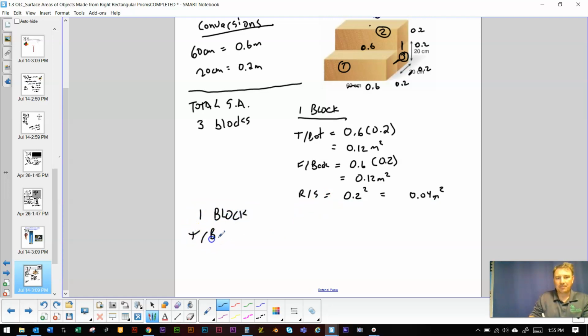Top, bottom equals 0.12 times 2, because we've got a top and a bottom, right? So that's going to be 0.24 meters squared. Okay, this is really the same as what we're doing up here. I'm just finishing it. So the front and the back, it's going to be the same thing, 0.24 meters squared.